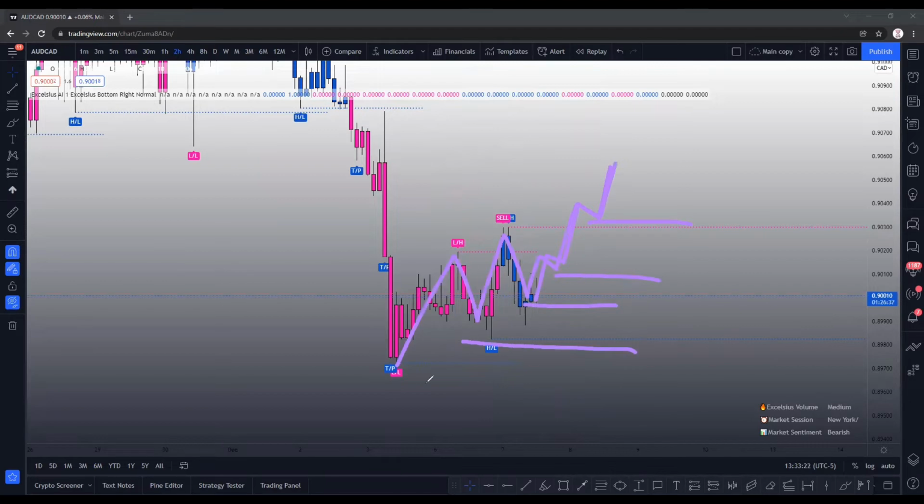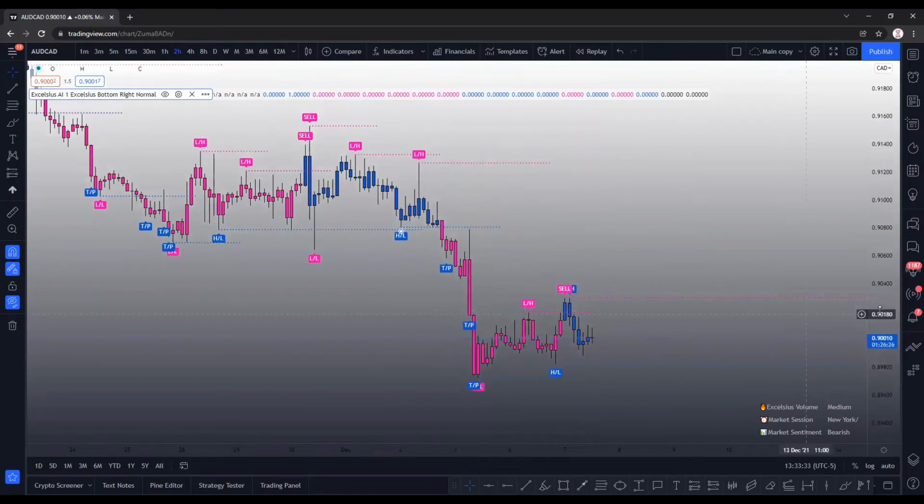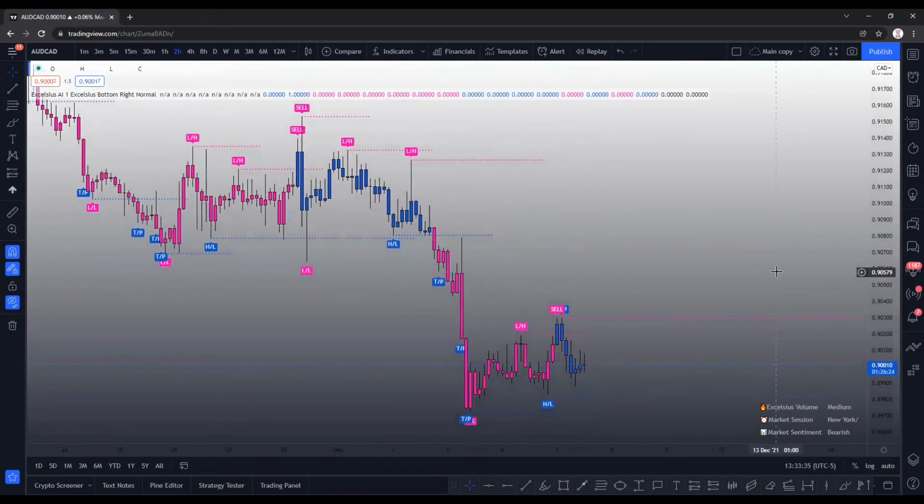And so that is one thing I can do, but in the moment until that happens, which happens with time, I simply wait. I can simply go to any other pair of my desire, of my choosing. And so that would be a basic game plan in context to how to utilize Excelsius.